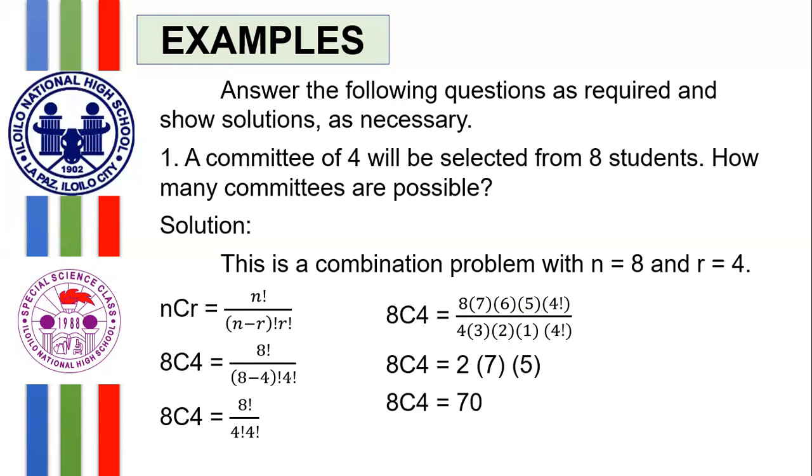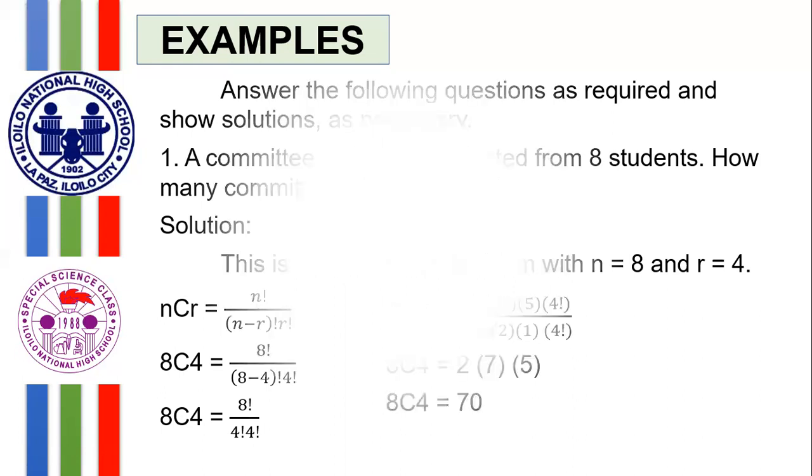Hence, 2 times 7 times 5, it's 70. Hence, there are 70 ways all in all to form a committee of 4 members out of 8 students. I hope you got it correctly. Take note, feel free to pause the video from time to time if you wish to solve and confirm if you have the same answer as I did. Let's have the second one.